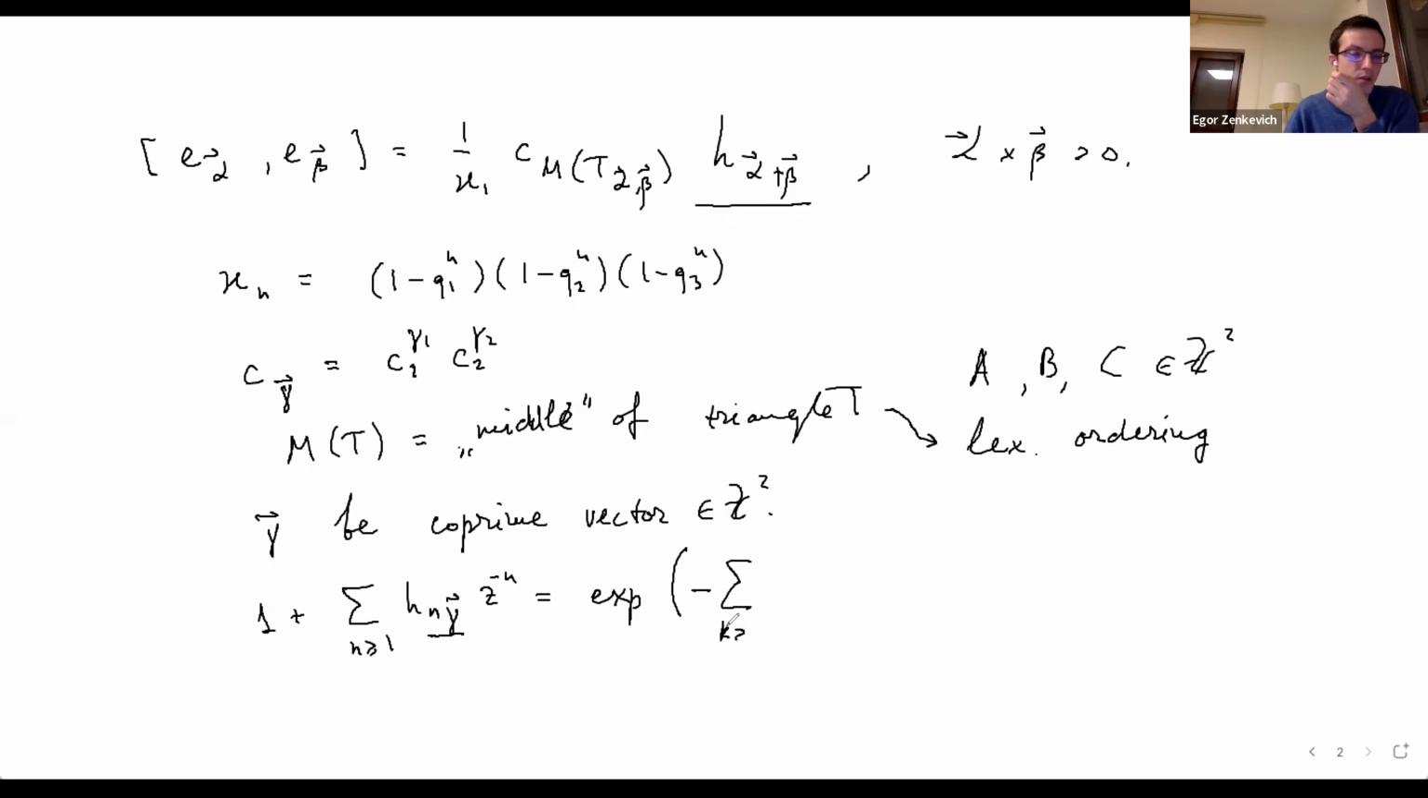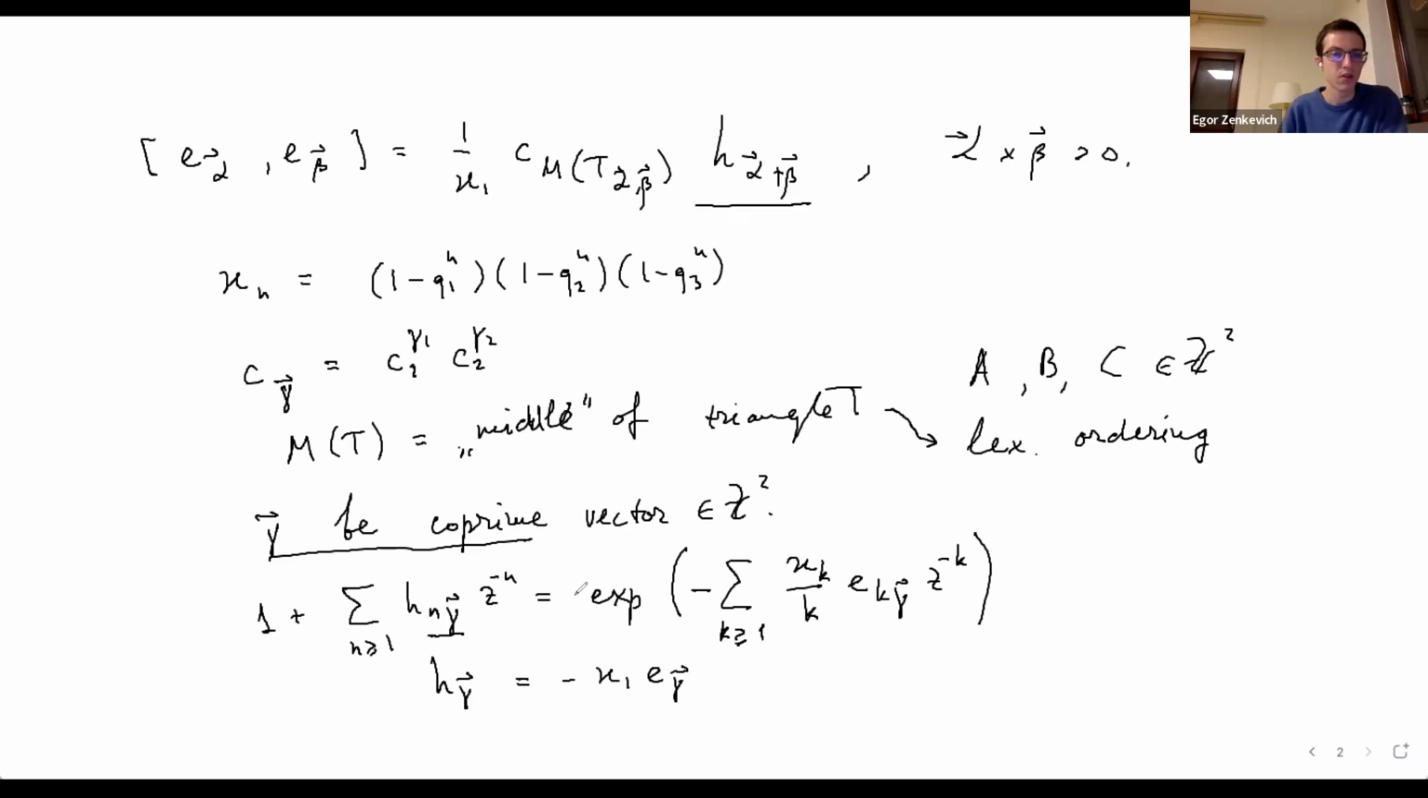So it is defined through E, and it is a nonlinear combination of E generators. You see there is this kappa k, which was introduced here, E_k gamma, z minus k. So this is the h for coprime gamma. From this, after expanding the exponent, one can deduce that for gamma coprime, h gamma is minus kappa 1 e gamma. So after all, it is linear.